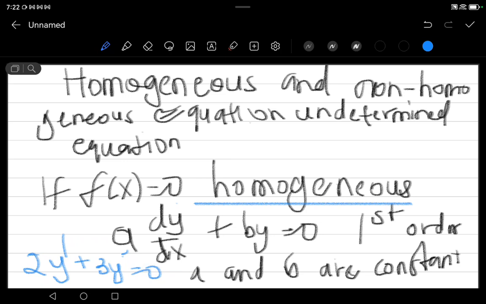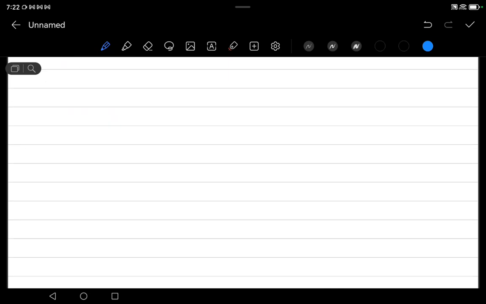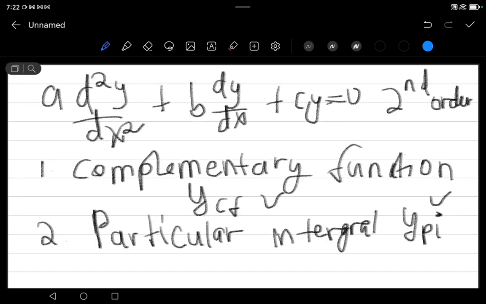Homogeneous. Yes. And then the second order, it's a d squared y over dx squared plus b dy over dx plus cy is equal to 0. So if the equation is equal to 0, it's what? It's homogeneous.